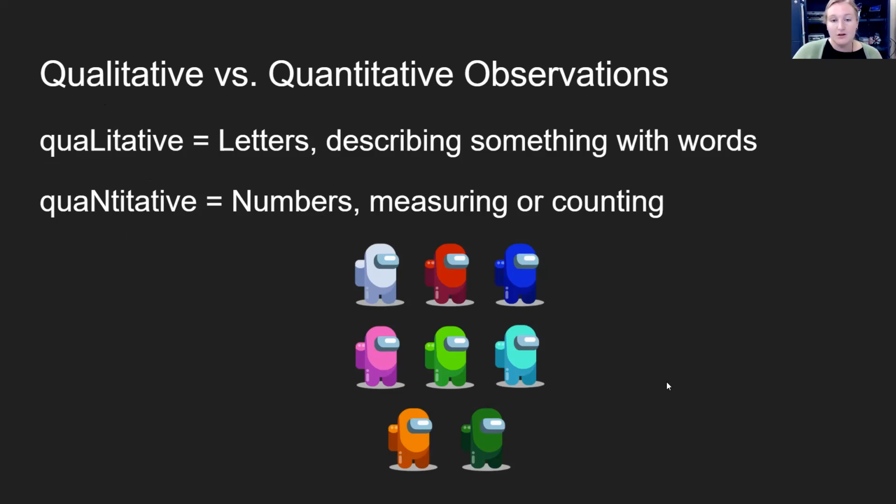or count. So a quantitative observation that I could make about this picture on the bottom here is there are 8 of the little Among Us guys. I don't know what they're called, but I know they're the Among Us guys. There's 8 of them. A qualitative observation I could make is I could describe colors. I could say there are 2 green, there are 2 blue. Those would be qualitative observations.